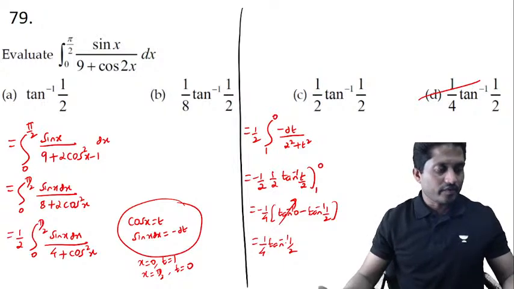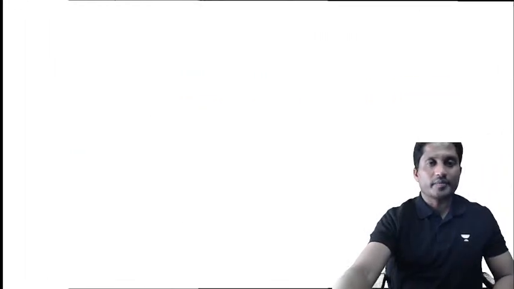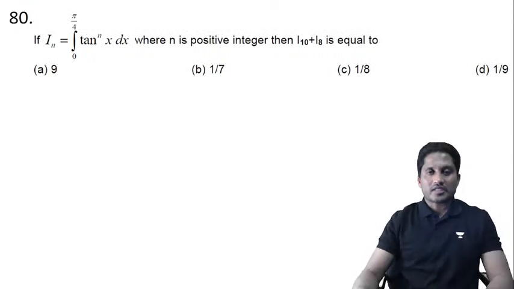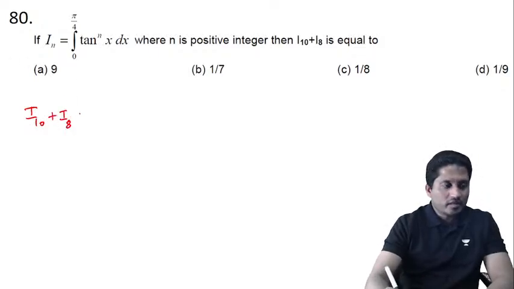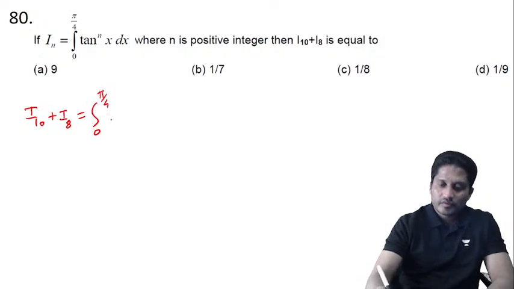Right, now last few questions are left out, guys. 21-22 paper. See, this was asked in 21 paper. I8, I10 plus I8, is equal to 0 to pi by 4, this is t to the power of 10 plus t to the power of 8. And then this is dx.